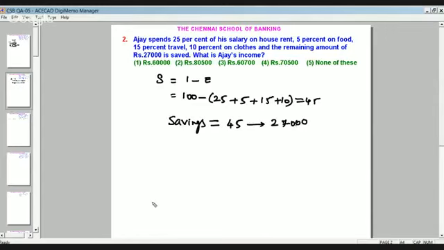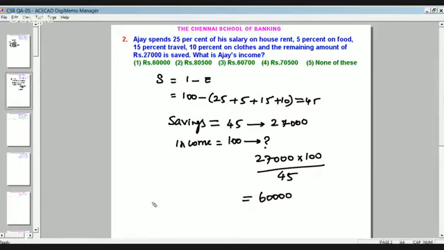27,000. Therefore income equals 100%. So 27,000 into 100 by 45. Simplify. What is the answer? 60,000.